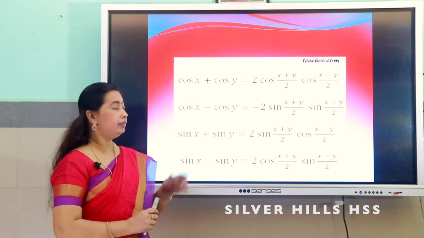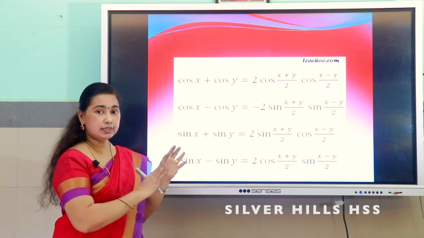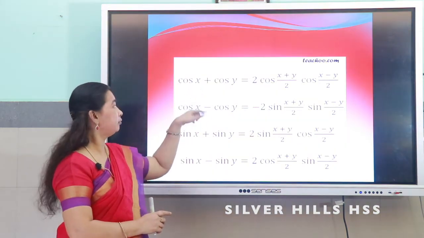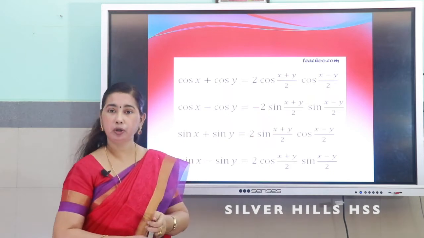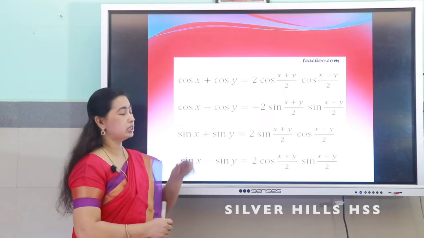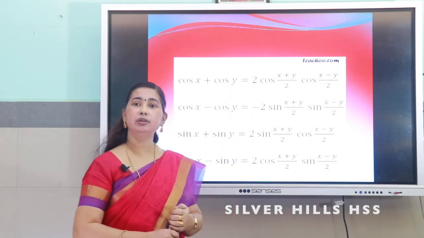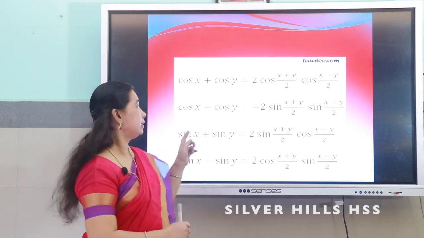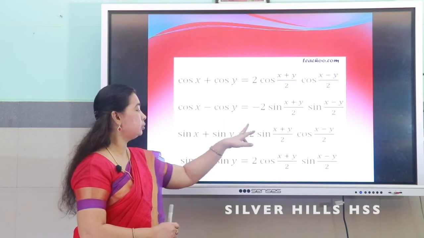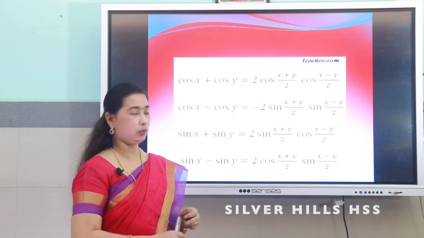Now here we can see cos x plus cos y, that is, we can write it as a sum and convert into product. Sum of trigonometric functions can be changed into product of trigonometric functions. How can you change? Cos x plus cos y can be written as 2 cos x plus y by 2 into cos x minus y by 2. Same way, cos x minus cos y is the same as minus 2 sin x plus y by 2 into sin x minus y by 2.